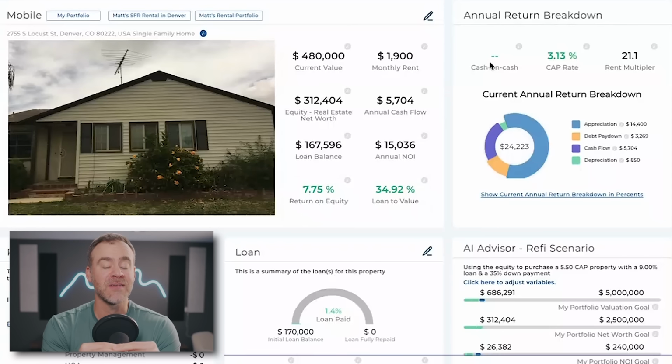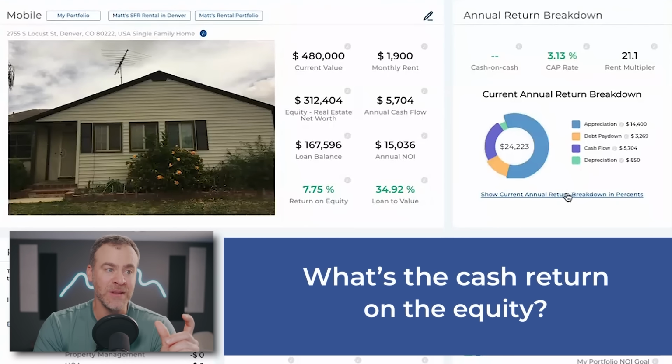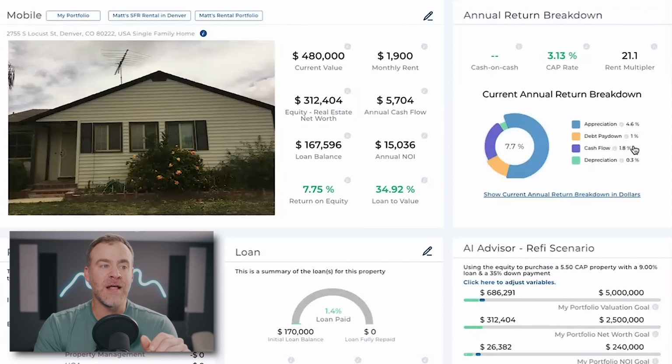The better way to look at it is, what's my cash on equity? So he's making about $6,000 a year, which is about a 1.8% return on his equity. So for all the equity he has in the property, he's making 1.8% in cash flow.